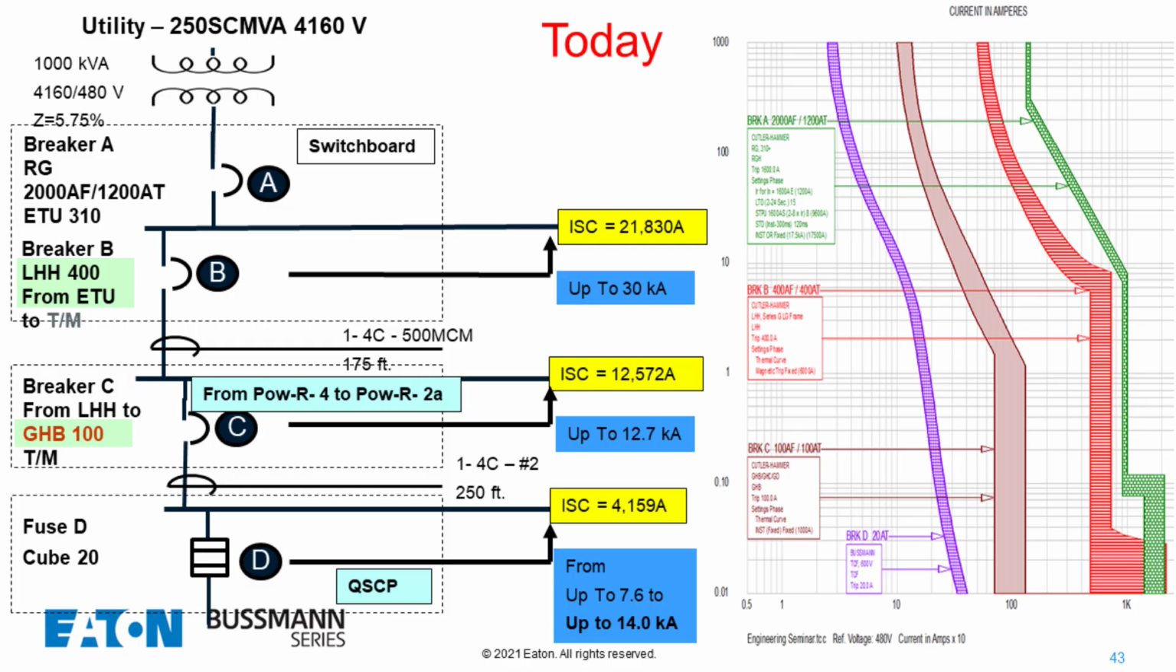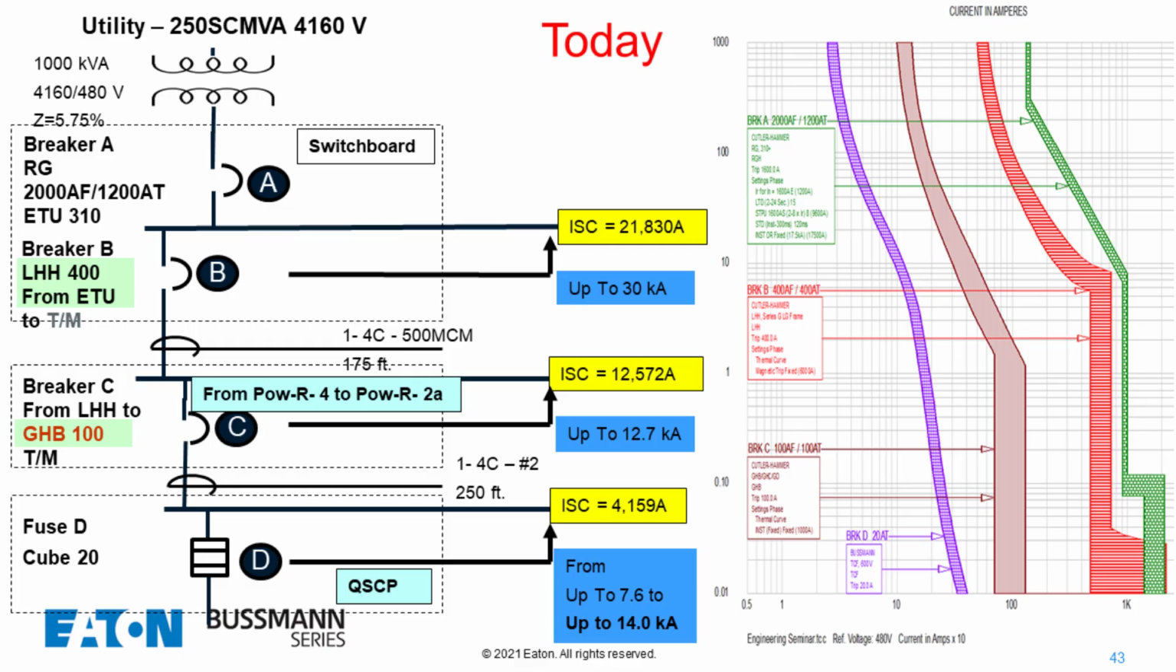And if we go all the way to our one-line diagram, now we get to use the LHH 400 amp. Instead of using an 800 amp frame with a 400 amp trip, now we can use a less expensive breaker, which is the LHH breaker, in play for breaker B.